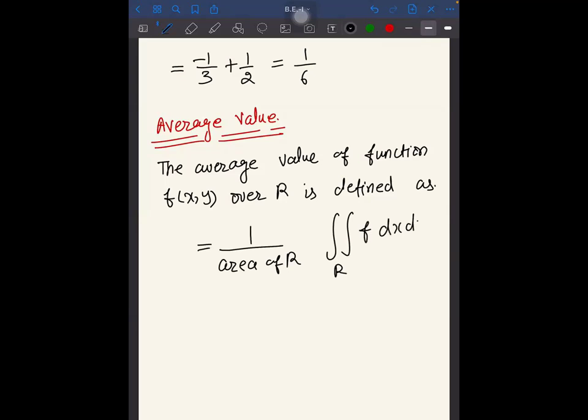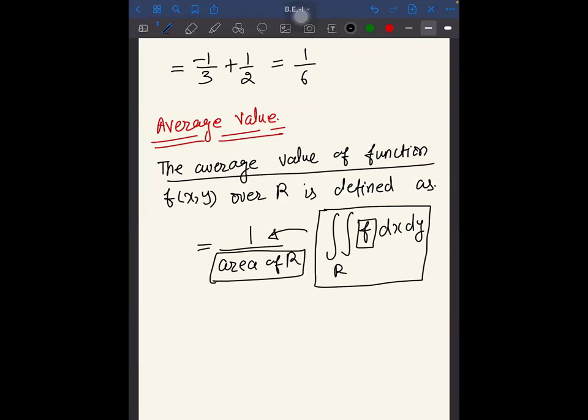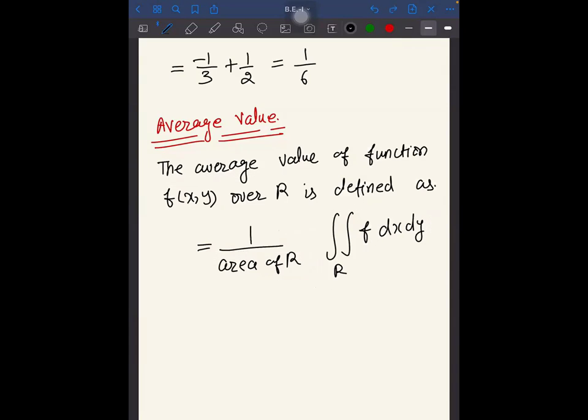Is it okay? So what does average mean? We divide it by the area. Is this understandable? So to find the region's area, what will we do? Simply we'll replace that f by 1, and then we'll calculate the integral using f, and then we'll divide by that area, so we'll get the average value of the function.